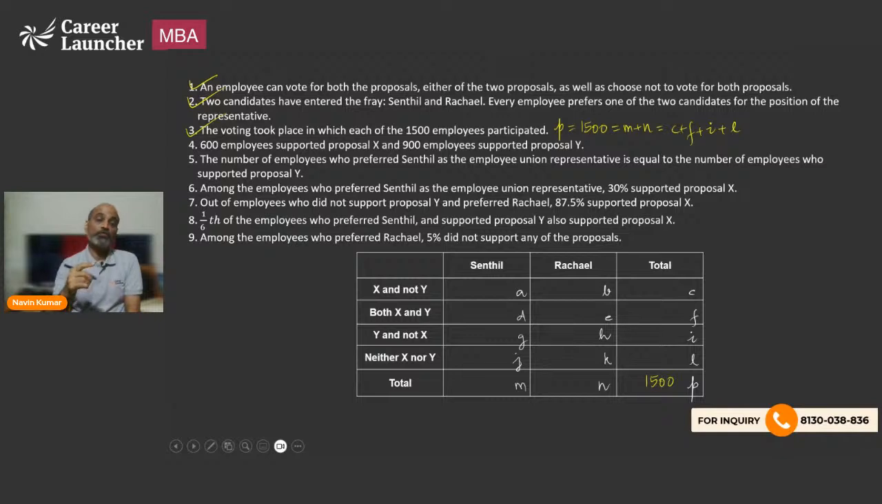These letters are just for communication. That what does that statement mean? Fourth one, 600 employees supported proposal X. So proposal X is which? It's not as per Senthil or Rachel. It's not classified. It simply says proposal X. So people who supported proposal X, can we say C plus F is 600, sorry. इन दोनों का सम 600 हो.